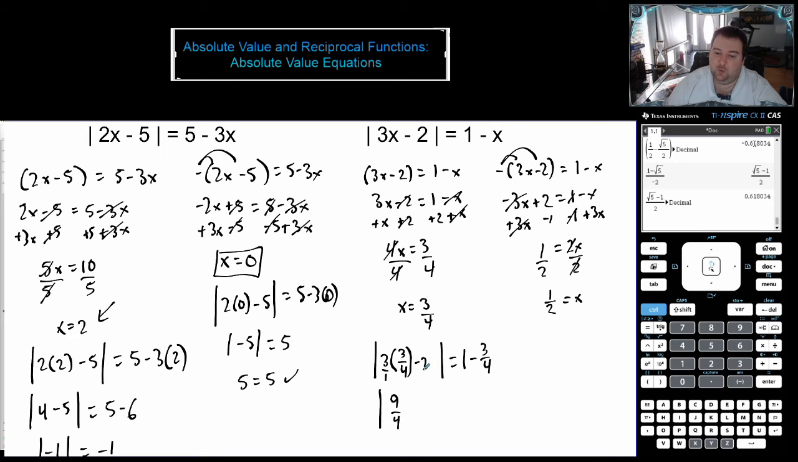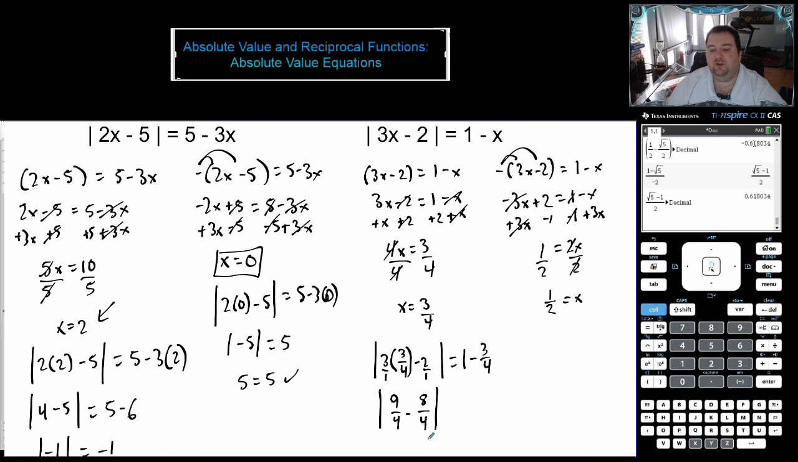Now 2 we can also think of as 2 over 1. If I wanted also to have a denominator of 4, then what does this have to be? 8. Because 8 over 4 is also 2. 2 over 1 is 2. So these are equivalent fractions.